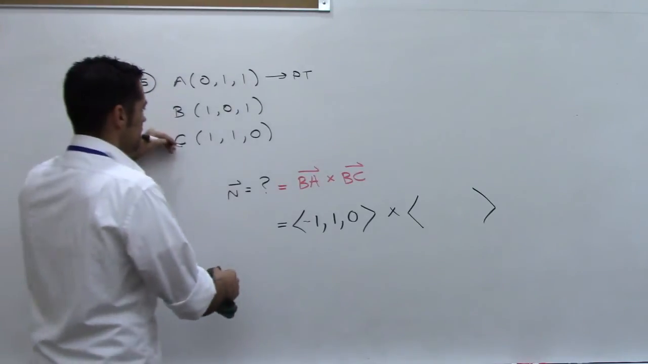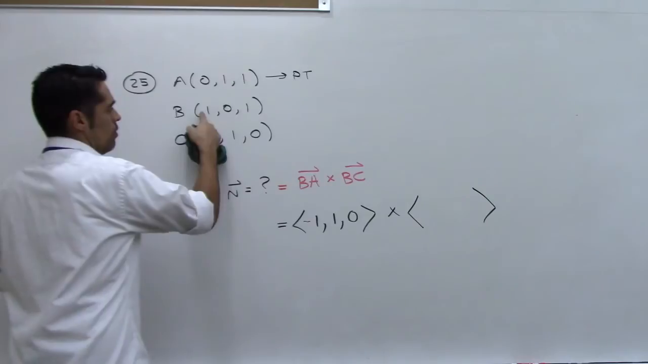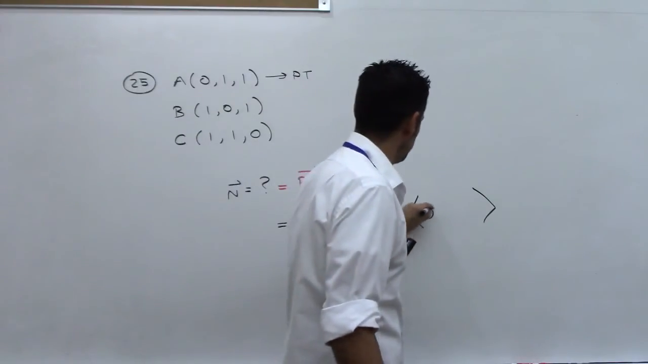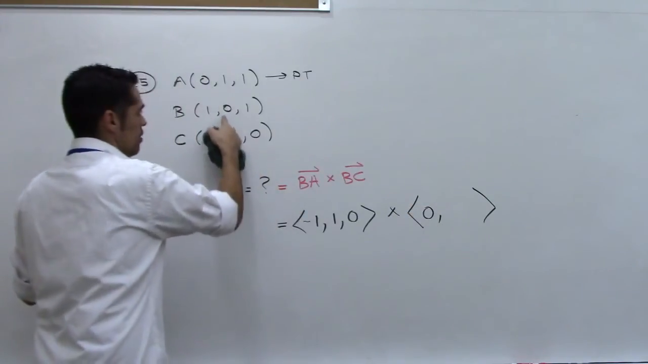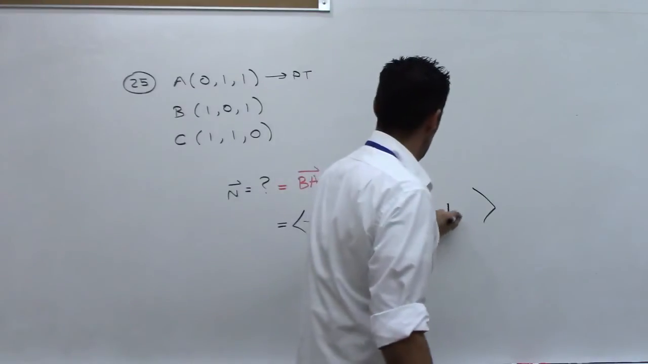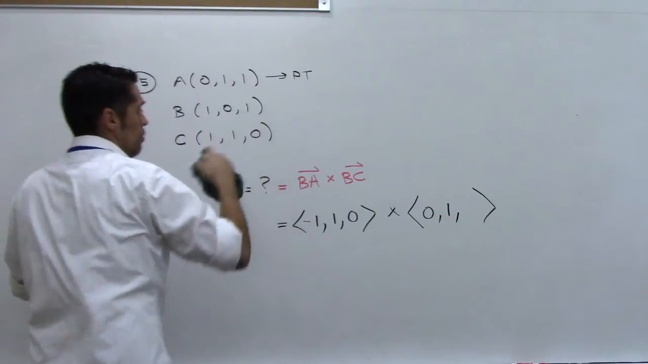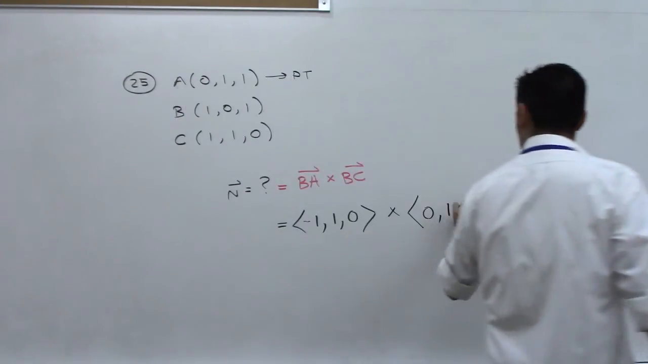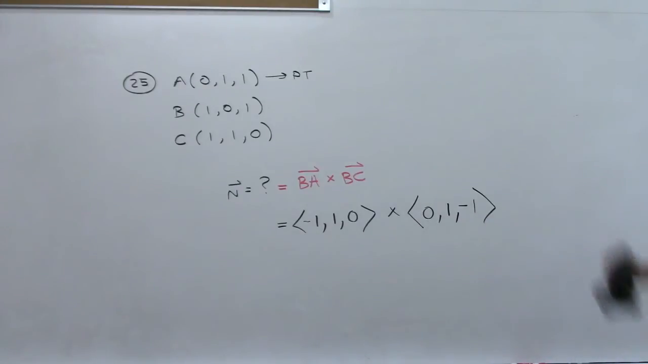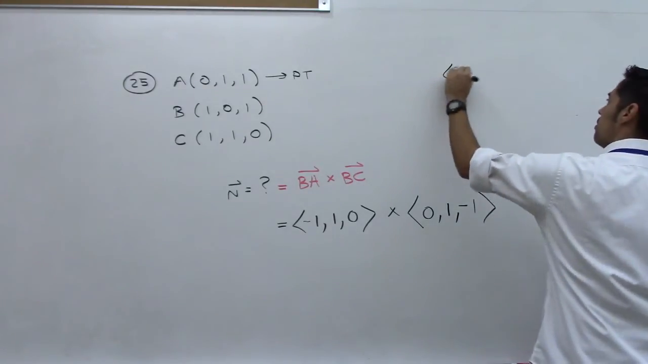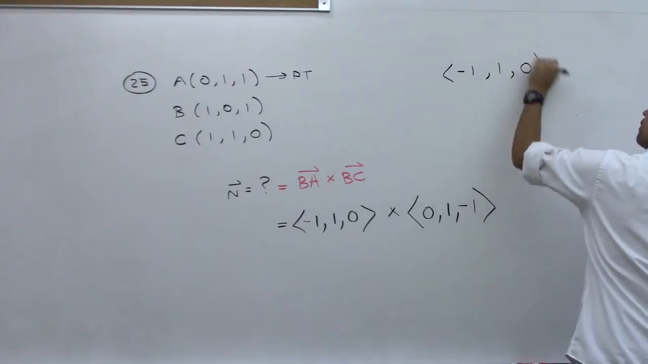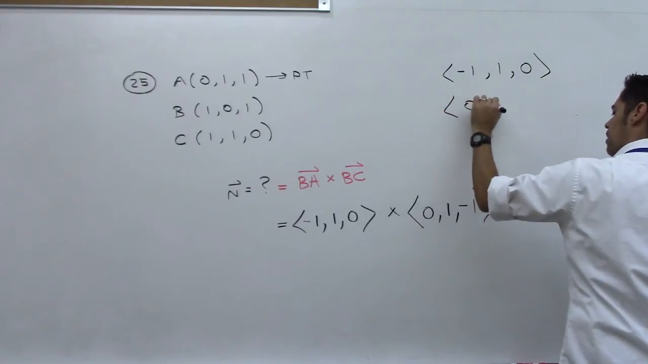Now the vector from B to C, I'm going to do 1, take away 1, which is 0. I'm going to go 1, take away 0, which is 1. And I'm going to go 0 and take away 1, which is negative 1. And now I need to cross those two. So to cross those two, I'm going to write them vertically.